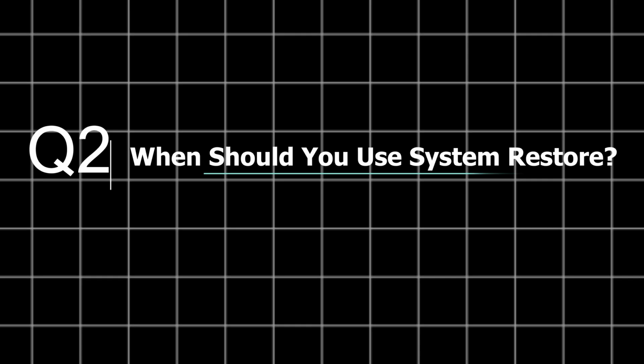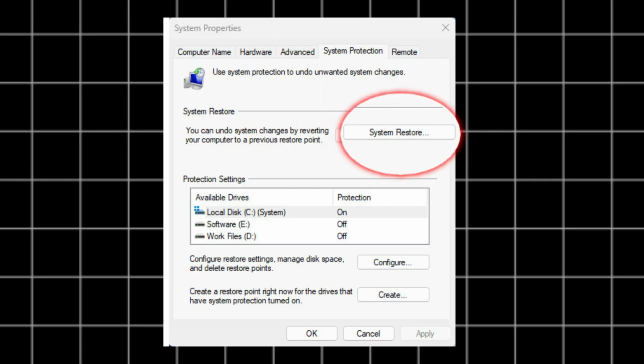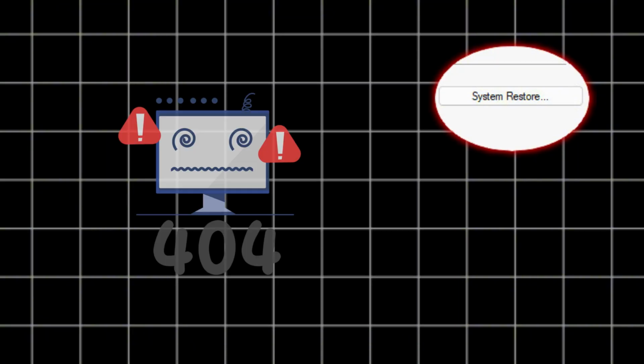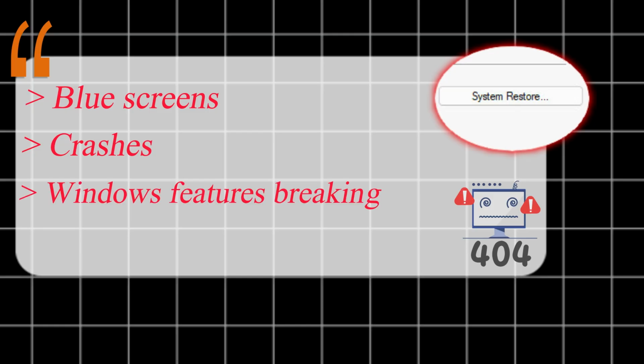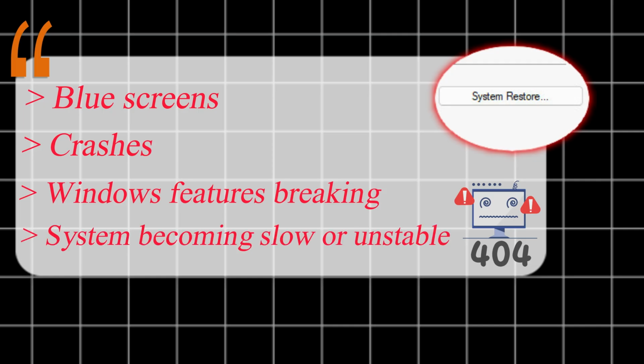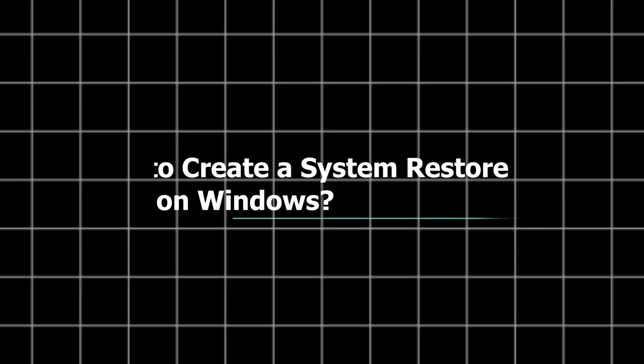So, when is System Restore actually useful? System Restore works best when your PC has system-level problems, such as blue screens or crashes after installing the wrong driver or software, Windows features breaking after accidental registry edits, or your system becoming slow or unstable after removing malware. Basically, if the problem is related to Windows itself, System Restore can often help.